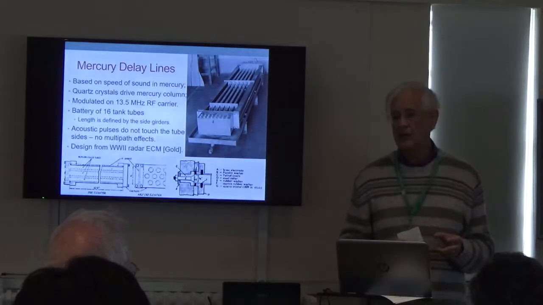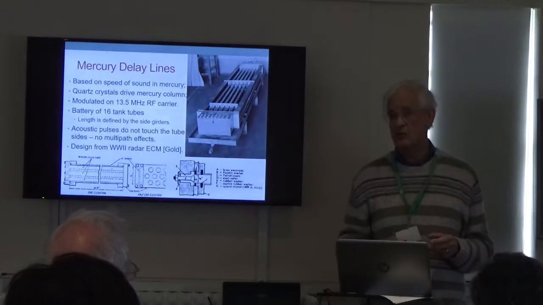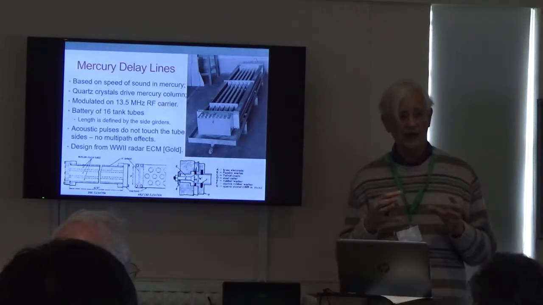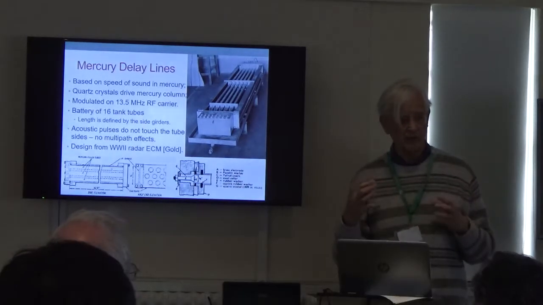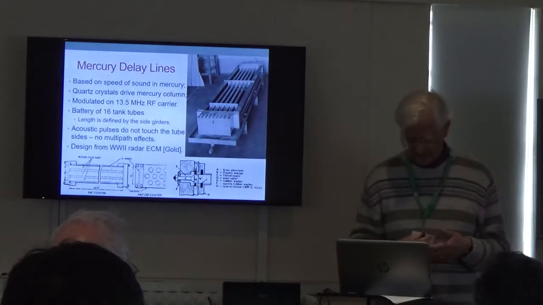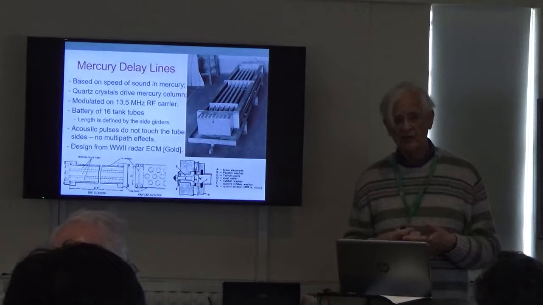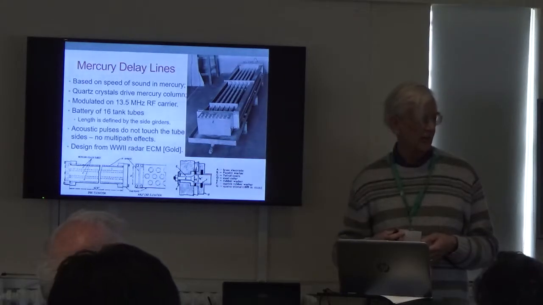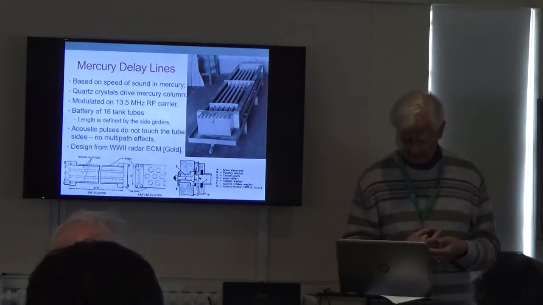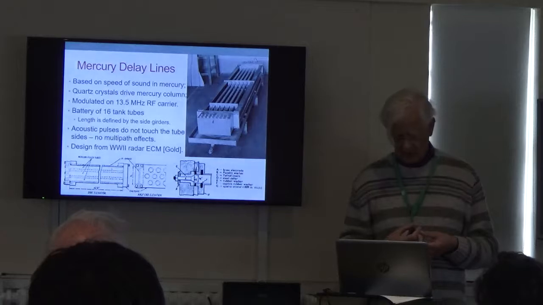They're bent up in batteries of 16 tubes, with massive side girders and end plates, which gave the physical rigidity and stability. And it was these side girders that defined the lengths. The tubes were actually floating in rubber washers so that they weren't an element in the length determination. They just contained mercury.